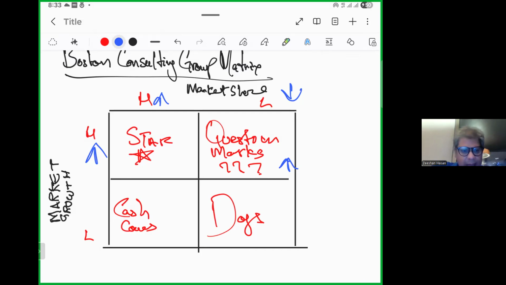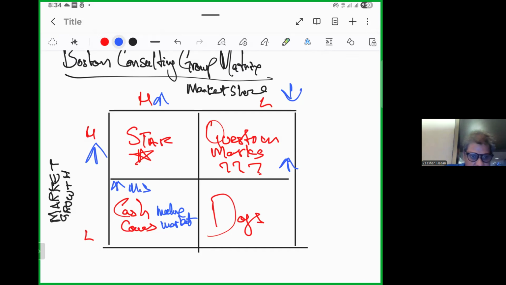Then we have cash cows. Cash cows have a high market share in a mature market. The market is mature. They should generate significant cash flows. All products eventually become cash cows or dogs.